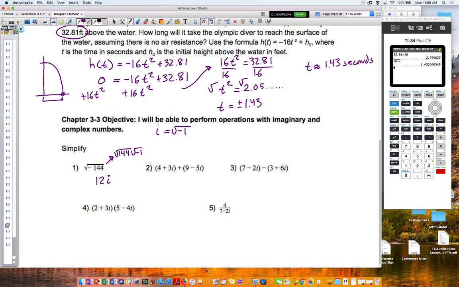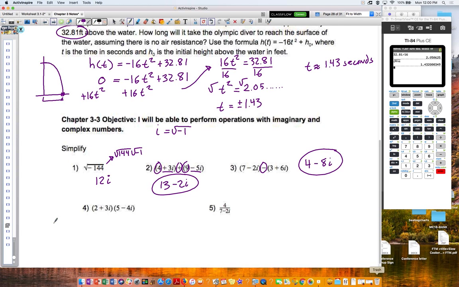All right, number 2, adding. It's pretty easy. Look at what you're asked to do in between the two sets of parentheses. Here we're asked to add. So I'm going to add the real parts. 4 and 9 make 13. 3i minus 5i make negative 2i. On the second one here, it's subtraction. So 7 minus 3, 4. Negative 2 minus 6 more makes negative 8i.